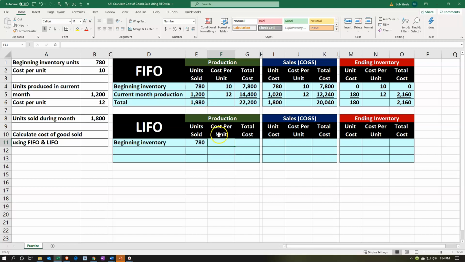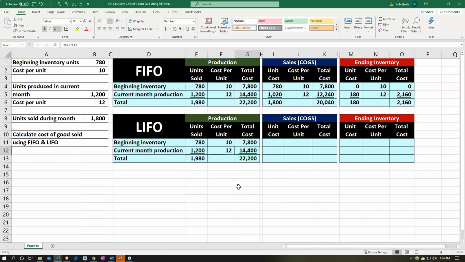So we're going to say we have the same 780 to start with here. So the 780, and if we multiply this out, the 780 times the 10, and then we have the items we produced in the current month, which is the same. We're saying that we produced another 1,200 at $12, multiplying this out, the 1,200 times the 12, that's going to give us our total, which we're going to say equals the sum of these two. Putting an underline here, home tab, font group, underline.